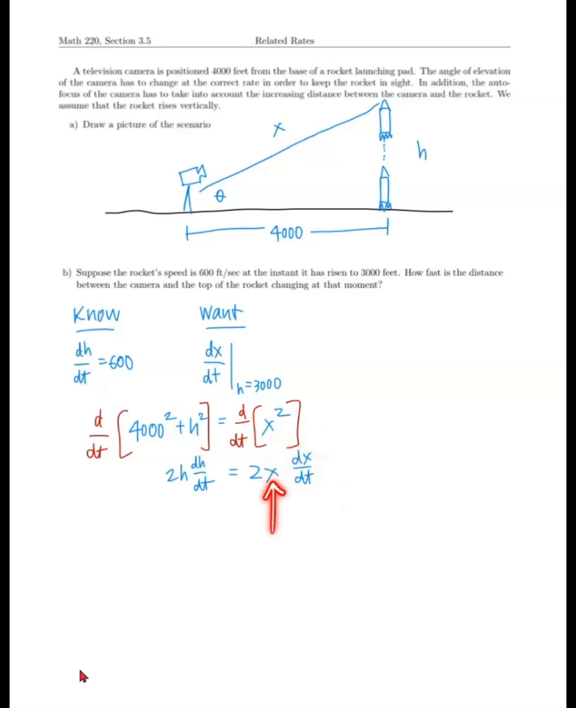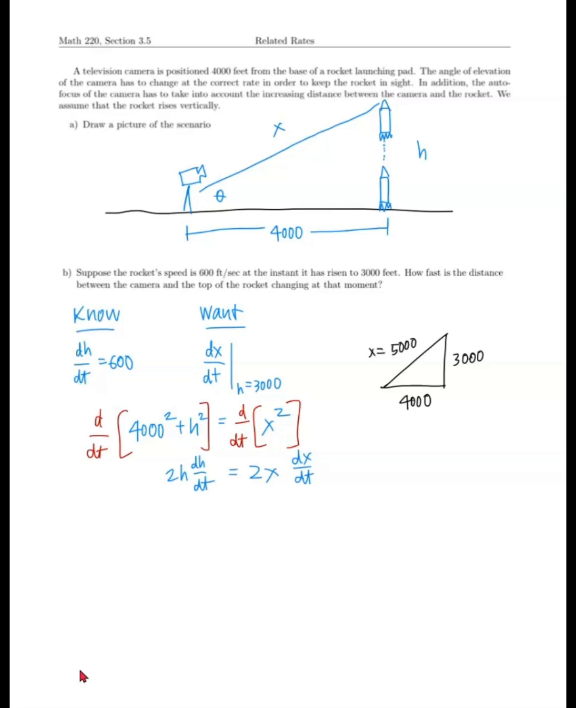But we can find this x even though we don't know it because we can use the Pythagorean theorem, which says this is 4,000. This height is changing, but at this instant it's 3,000. If we use the Pythagorean theorem, this squared plus this squared, the square root of that is actually 5,000. So x equals 5,000 at that instant.